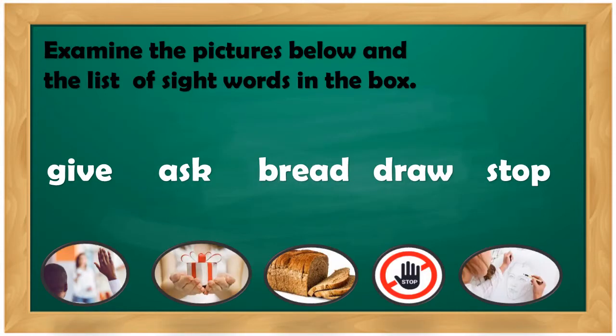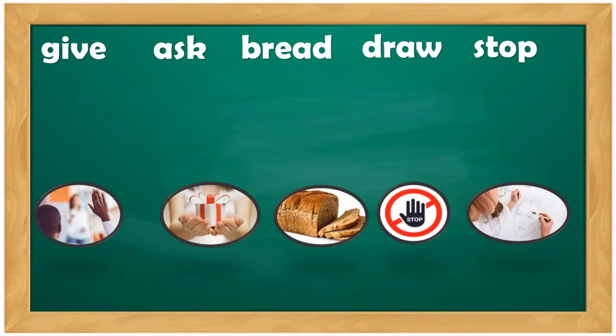Okay. Let's take a look at these examples. Examine the pictures below and the list of sight words. So, ayan. Tingnan natin yung mga larawan. Ang mga salitang nandito ay give, ask, bread, draw, and stop. So, tingnan ang mga larawan. Okay. Tingnan natin kung tama ang iyong mga kasagutan. Okay. Let's move on.